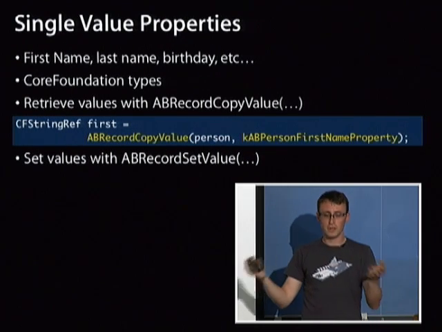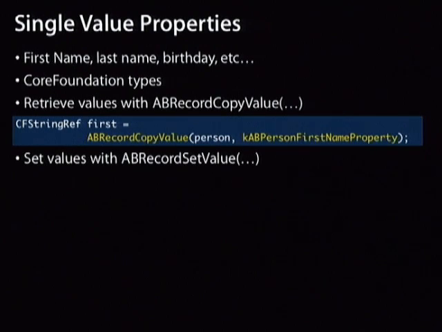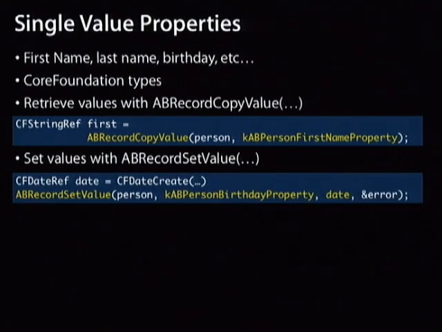The flip side of that one is ABRecordSetValue, if you want to update the first name. Or in this case, if you want to update the birthday. In this case, we create a CFDateRef. As you can see, we use CFDateCreate. You could also use NSDate in order to create it. And the NSDate can be cast to a CFDateRef. And ABRecordSetValue, pass in the person, the name of the property, and a date.